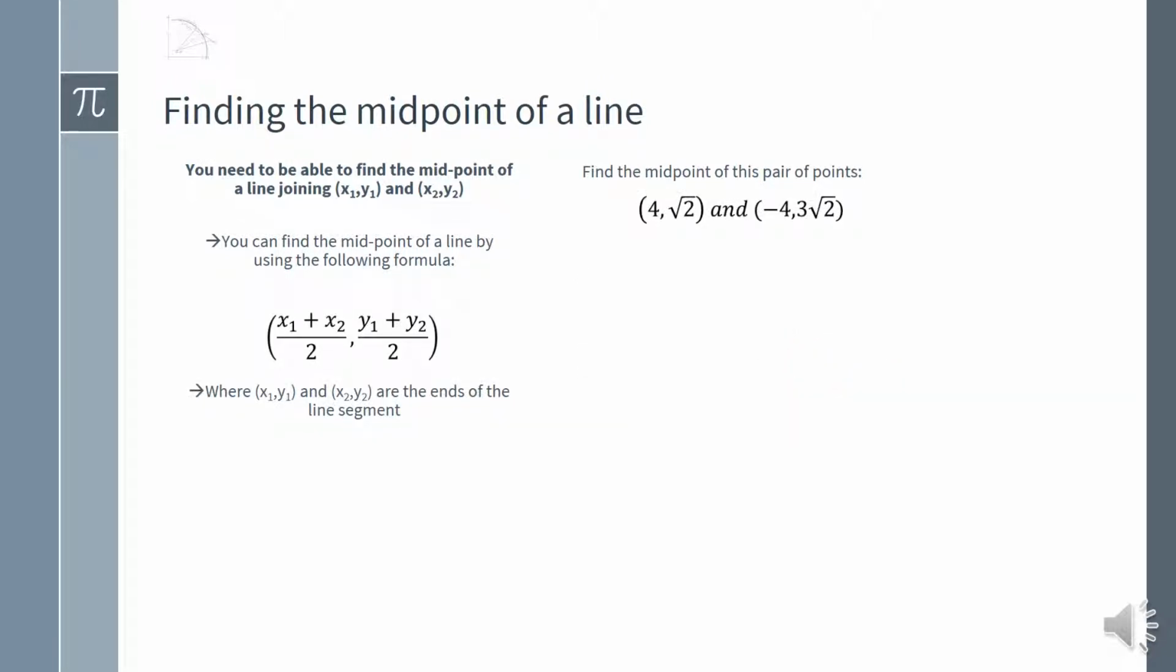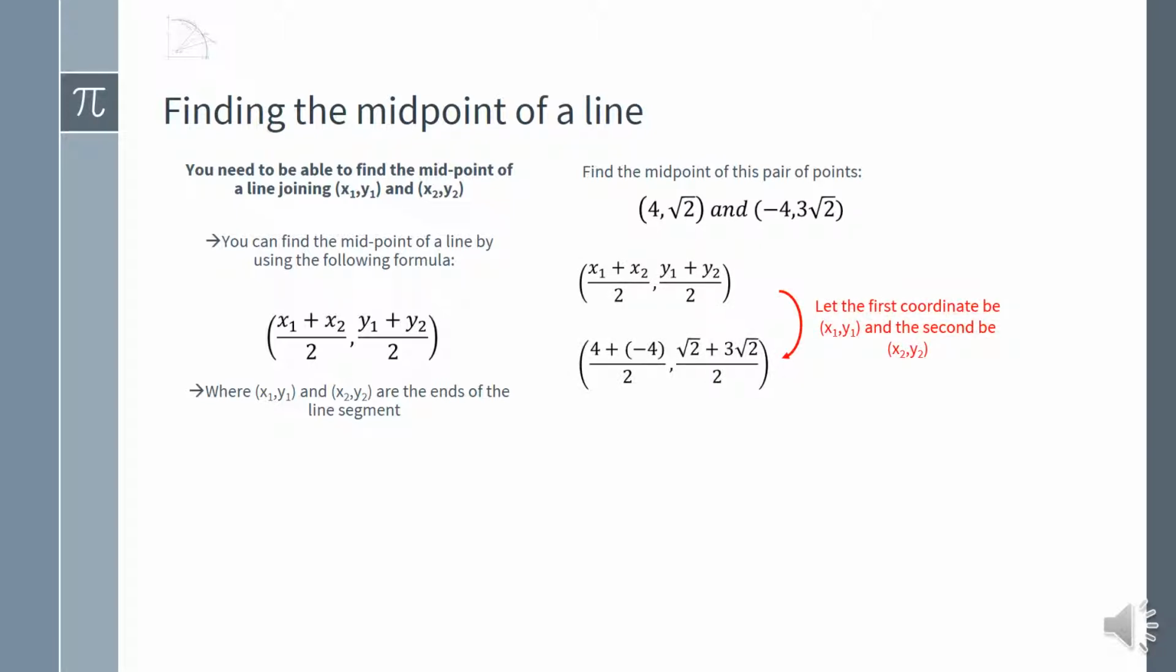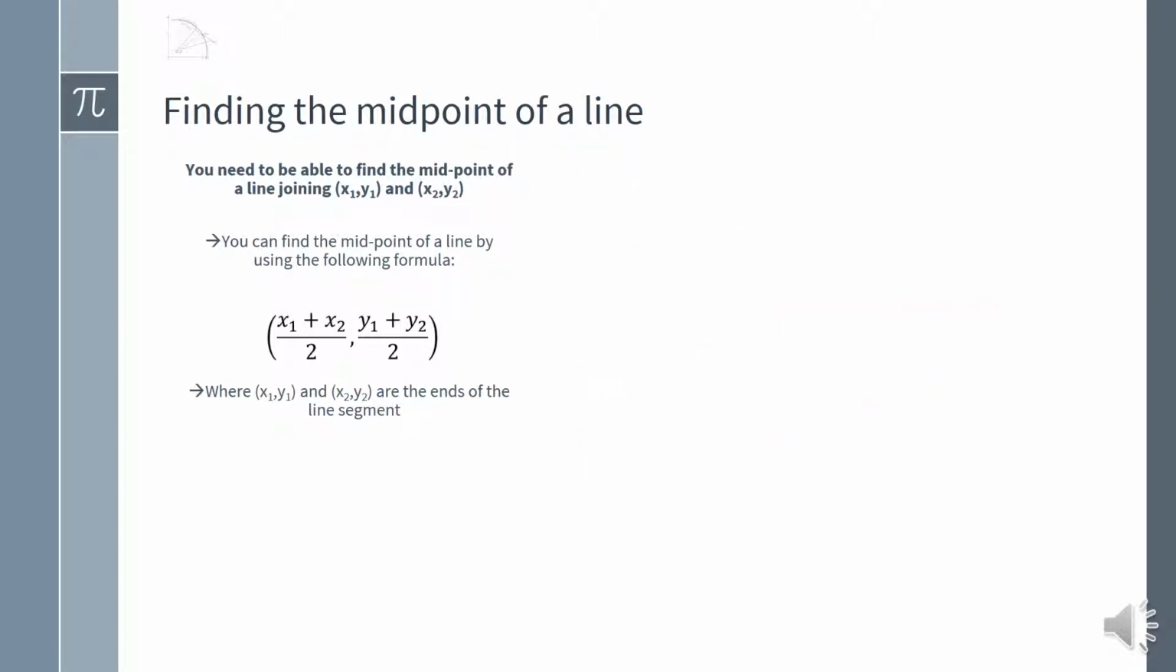We can do it with surds, it's not a problem. We just add them up, so 4 plus minus 4 divided by 2 is 0. Root 2 plus 3 root 2 is 4 root 2, and 4 root 2 divided by 2 is 2 root 2. So then we can work it out like that.